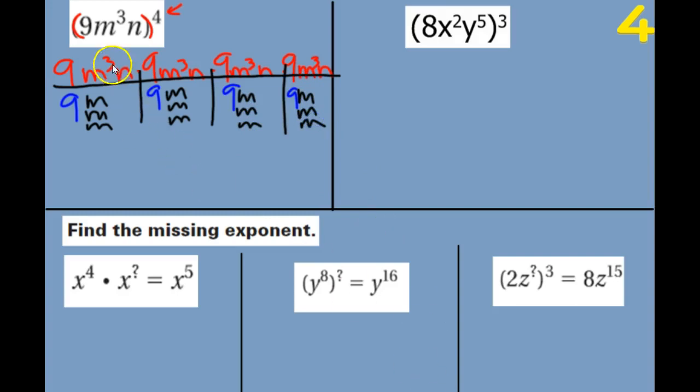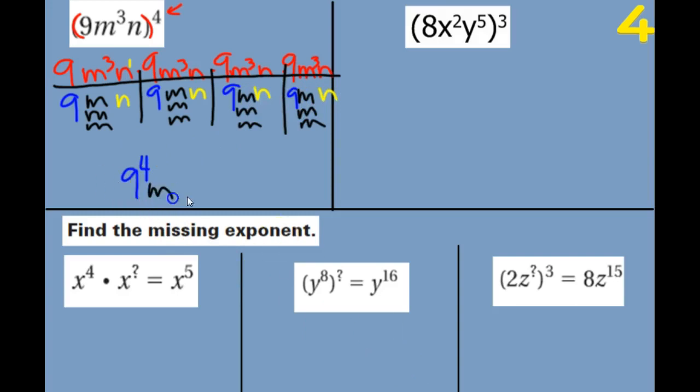And I also have an n in every one. That's n to the power of 1. There's only one n in each one. So let's count up what we have. How many 9's do we have? Well, we have 1, 2, 3, 4. So 9 to the exponent, or power of 4.